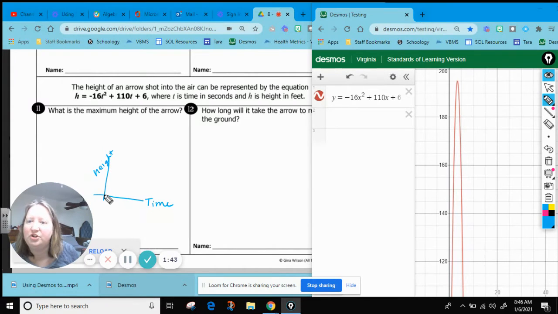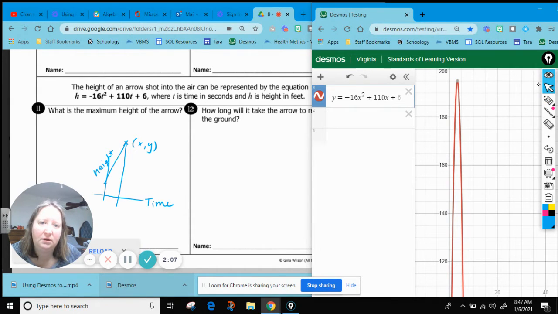And this arrow is shot up. It looks like it's shot up from about 6 feet, so maybe this person's about 6 feet tall, and they shoot that arrow up in the sky. It comes straight down, right? So that's the max height, and that is an x comma y coordinate. The x would pertain to the time it took to get there. The y is the height. So if I just click on the vertex, Desmos is telling me what that height is.